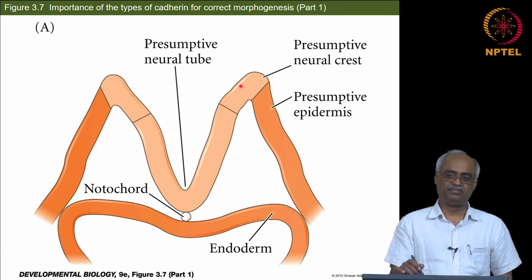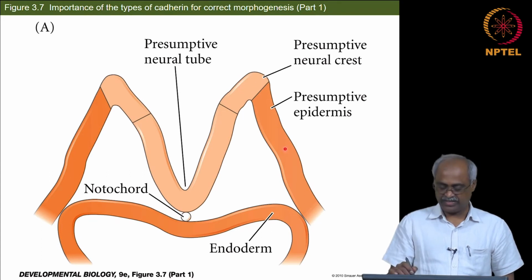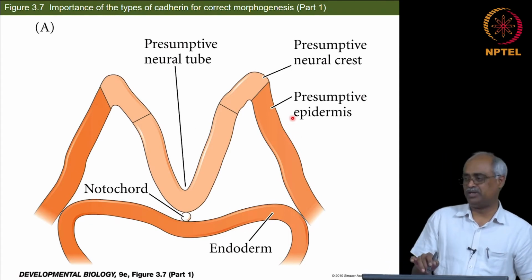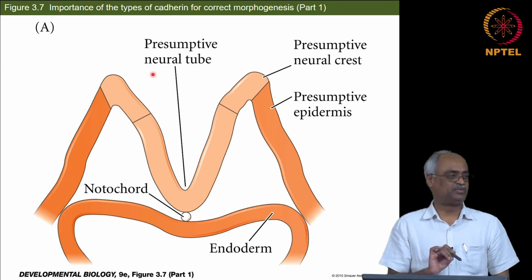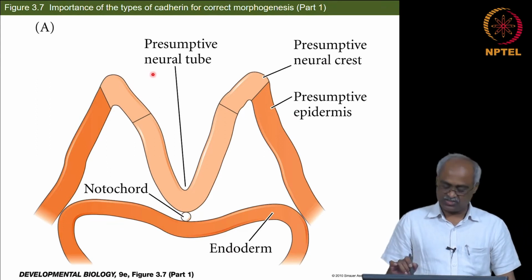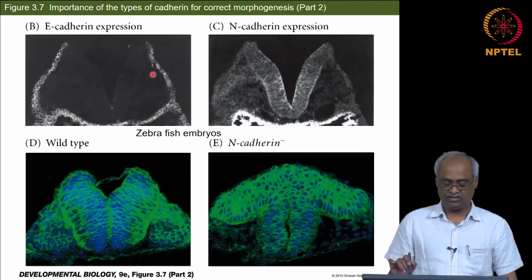N cadherin, and that cadherin is not expressed by this. Both will express E cadherin because they are still embryonic structures, but this one beginning to express N cadherin matters, and that is shown in the actual embryos here.